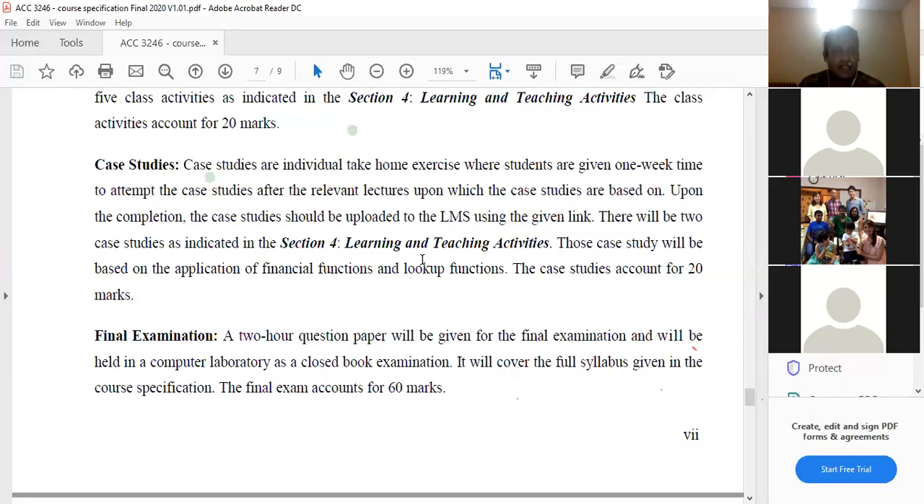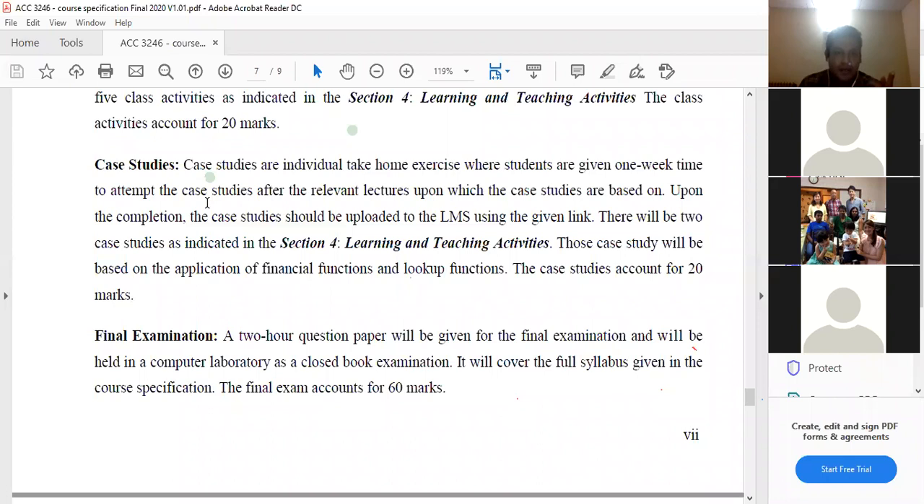10 marks. The second case study is about the preparation of financial statements using your knowledge of lookup functions. Each case study will account for 10 marks, that is into 2, so it is 20 marks. As far as these case studies are concerned, we believe that it takes some time, so we have planned to allow 1 week to attempt them.